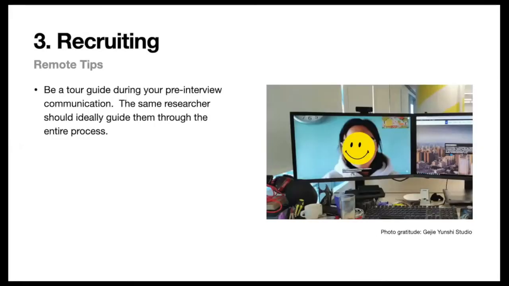Next, I will share some tips about how we recruit remotely. Number one tip is about your facilitator role: be a tour guide during your pre-interview communication. Ideally, there should be only one point of contact, meaning only one person to interact with the users throughout the entire process, so the users feel more at ease and can potentially be more expressive during the in-depth research.